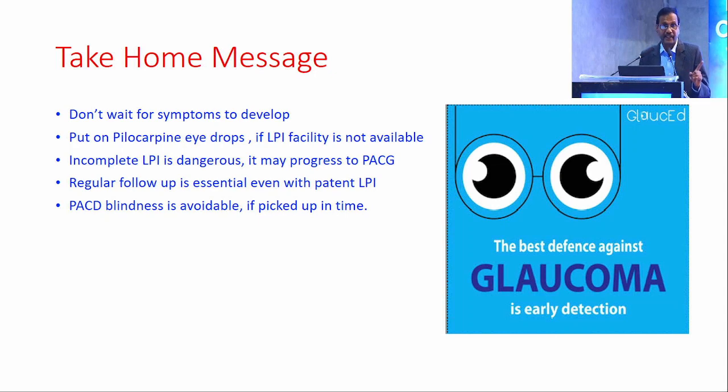Incomplete PI is very dangerous because it produces aseptic uveitis. It leads to peripheral anterior synechiae. Finally, it lands up in PACG. And regular follow-up in spite of a patent PI is also essential. PACG blindness is avoidable if you pick up the case at an early stage. Thank you.